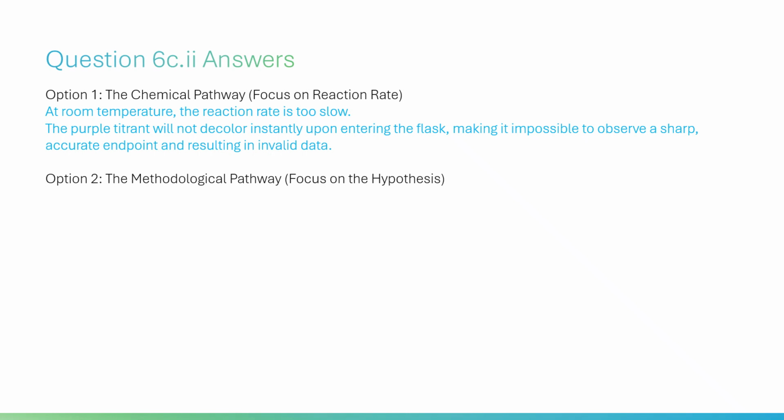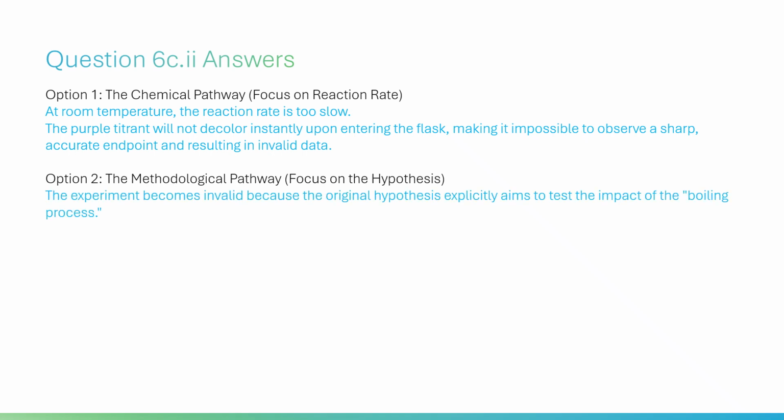Or Option 2, the methodological pathway, focus on the hypothesis. The experiment becomes invalid because the original hypothesis explicitly aims to test the impact of the boiling process. Conducting the steps at room temperature deviates from the required controlled conditions.